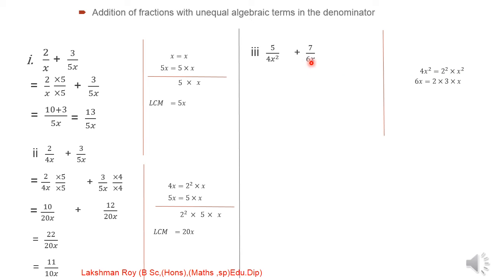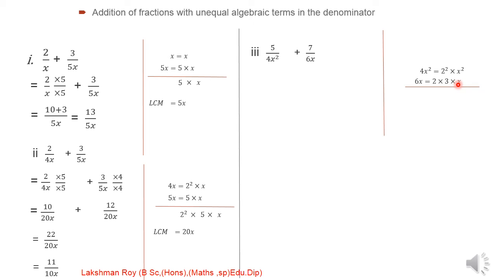Then the other term is 6x, right? So take 6x. 6 is not prime. The product: 2 into 3 is 6, into x is there. Now take each term. What are the terms? You can say 2 is there, 3 is there, x is there. Those are the different terms, right?